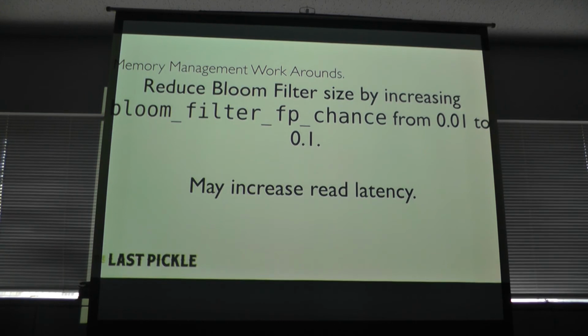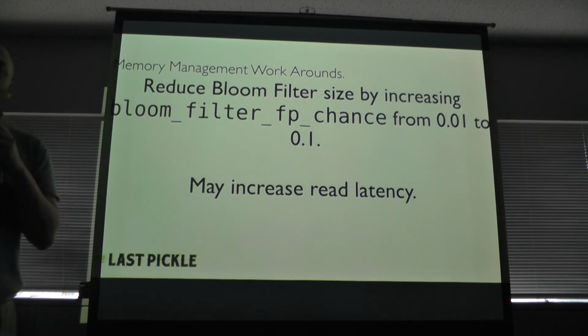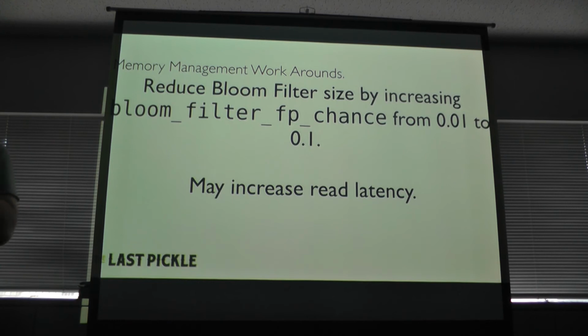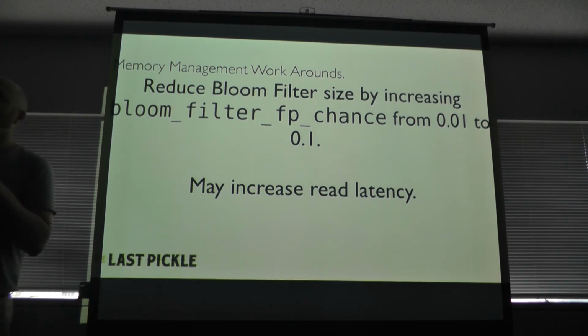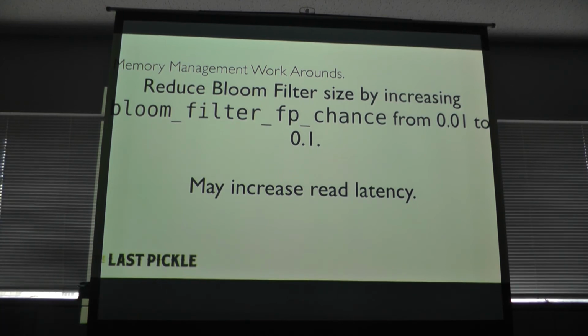The first workaround is we would reduce the size of the bloom filter by increasing the bloom filter FP chance from 0.01 to 0.1 on some column families. We saw this creates a dramatic reduction, approximately 50% reduction in the size of your bloom filters. The downside of this is that it may increase your read latency, as we get more bloom filter false positives that result in more disk I/O that is wasted.